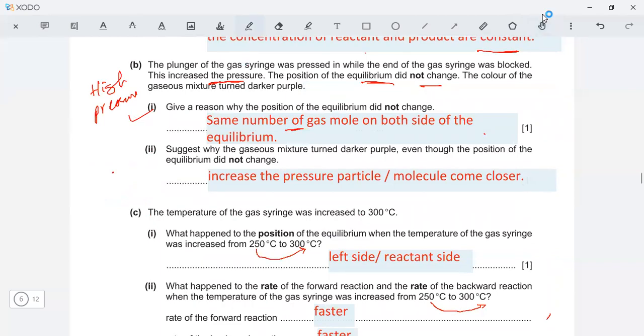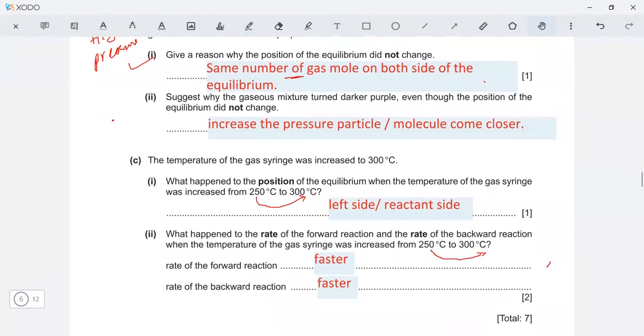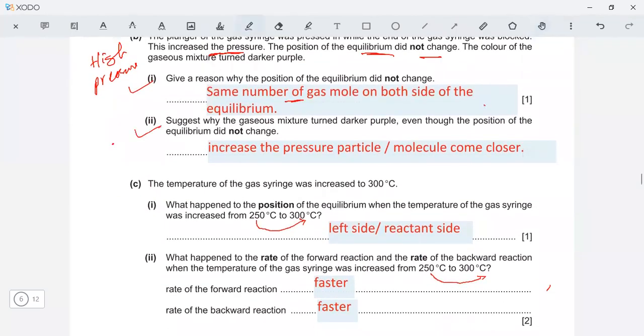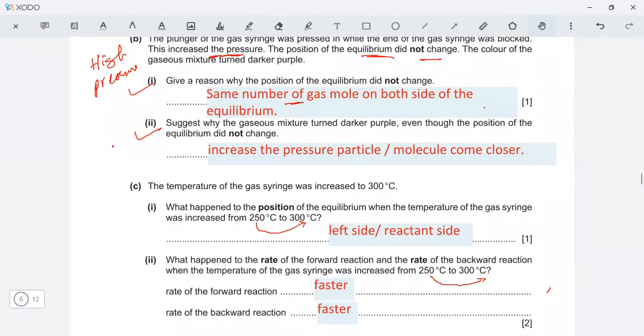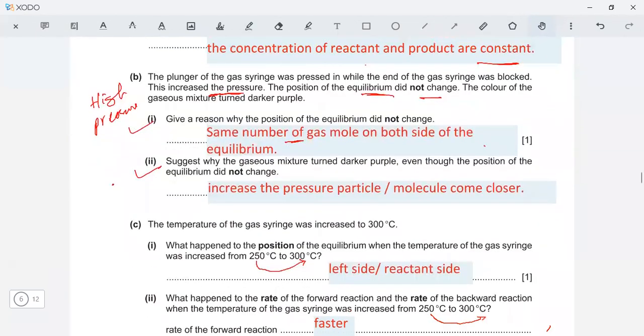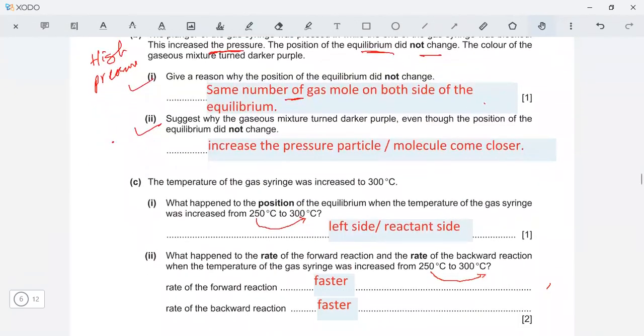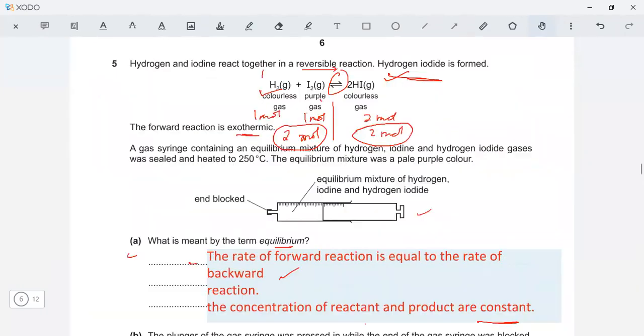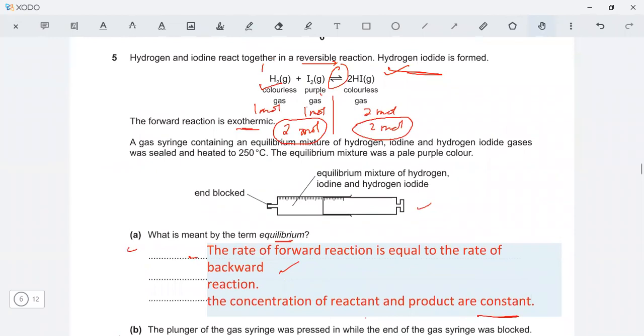Second bit is: suggest why the gaseous mixture turned darker purple even though the position of equilibrium did not change. So you'll know that means the reaction happened. So when you increase the pressure here, what happened in both directions?